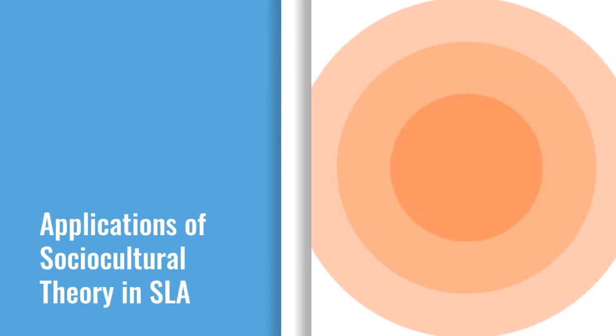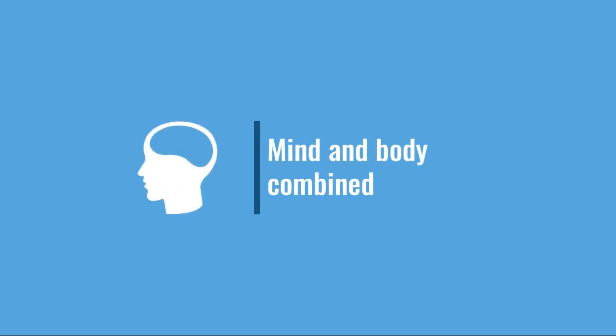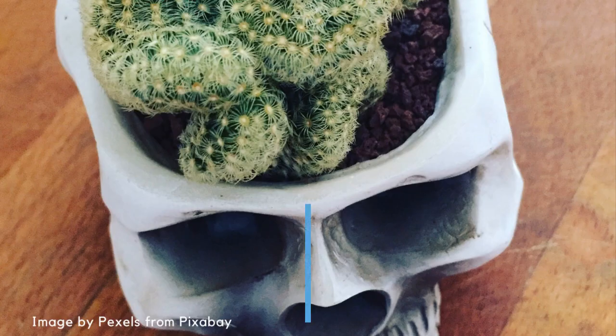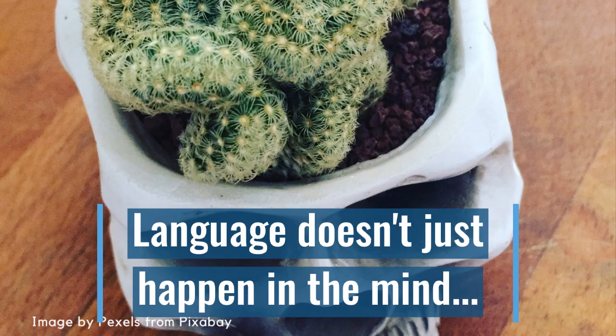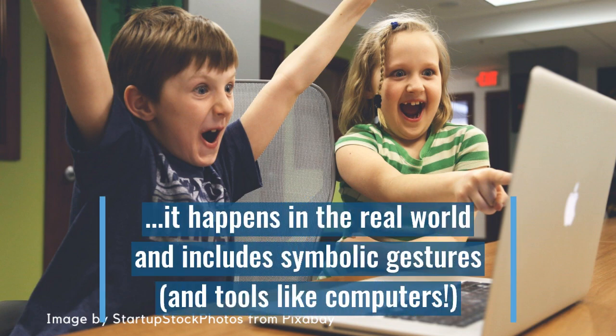So what are some applications of sociocultural theory and second language acquisition? First, sociocultural theory rejects Cartesian dualism and says that mind and body are combined. Language doesn't just happen in the mind. It happens in the real world and includes symbolic gestures and tools like computers.